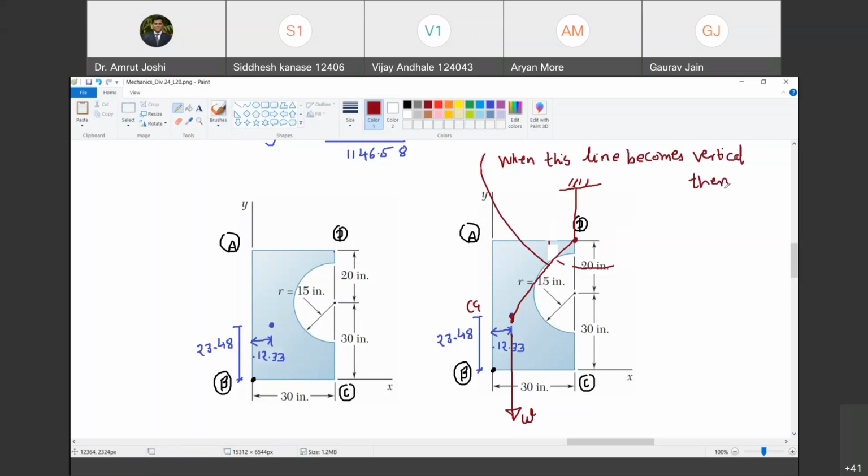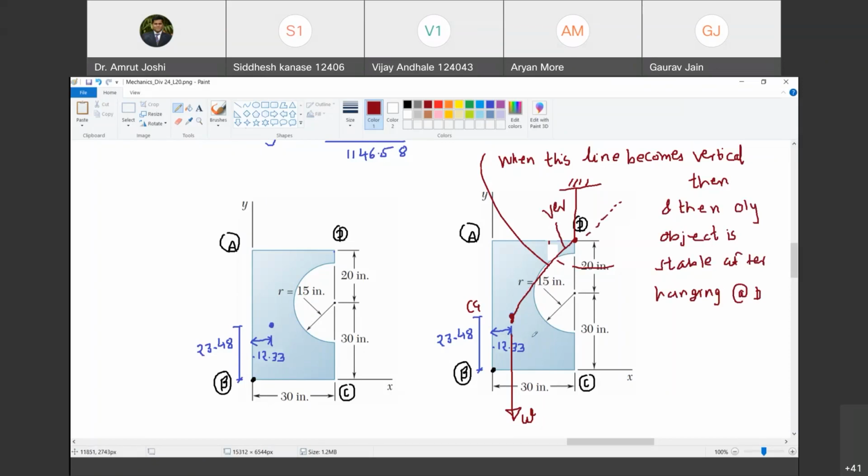Then, and then only, the object is stable after hanging at D. Do you agree with me? Yes, sir. At D. Happy. So now you have to understand that this line you have to treat as vertical. This line is vertical. Are you with me?